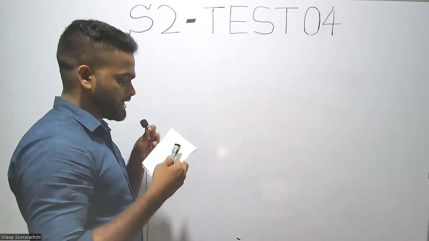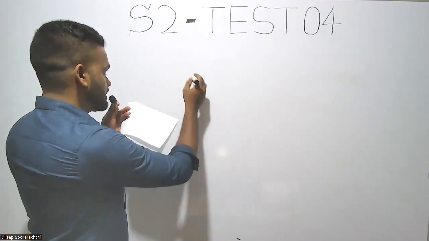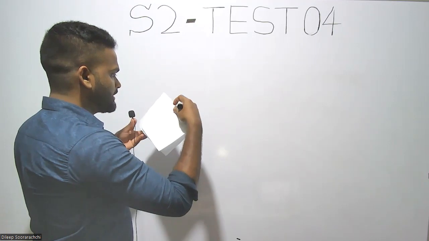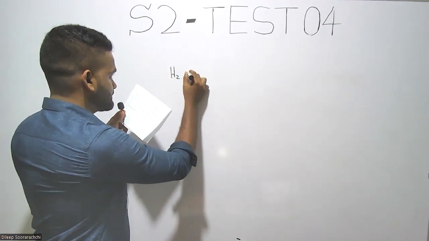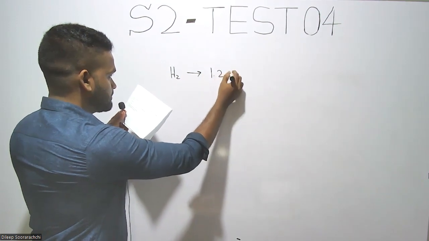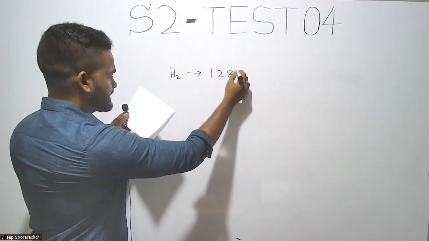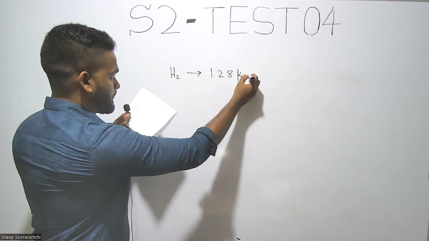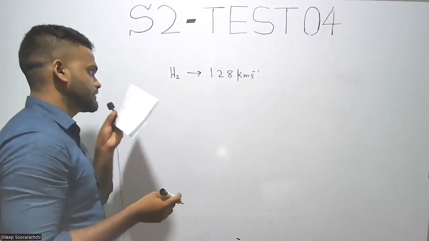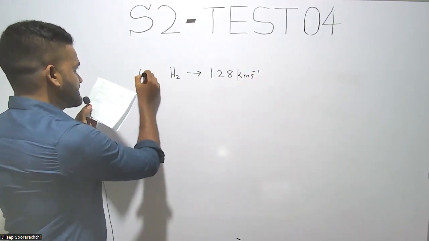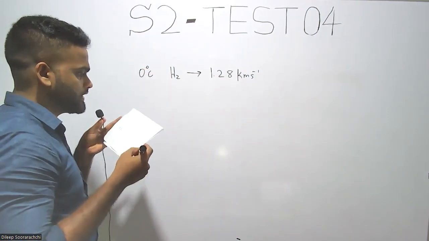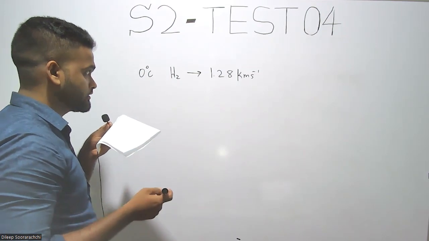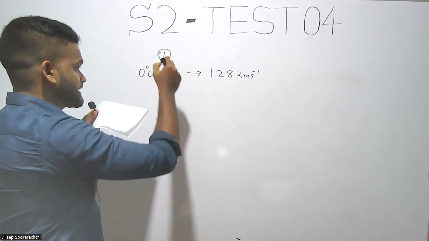So here we have two cases. Sound velocity in hydrogen gas. So this is pure hydrogen. They say that is 1.28 kilometers per second. So that is hydrogen at 0 centigrade. Then we have a mixture of hydrogen and oxygen. So this is the first case.